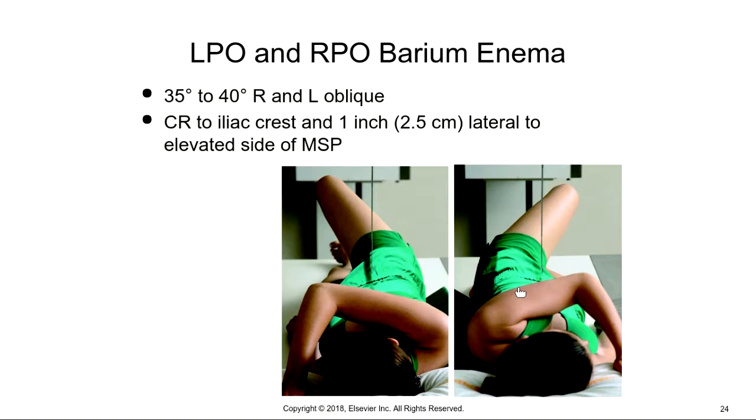And whatever oblique this is, so if this is LPO, the side up flexure is open. So the right hepatic flexure is open for this one. This one would demonstrate the left splenic flexure. And again, your technique is 90 kVp at 2 mAs for your RPO and then your LPO.